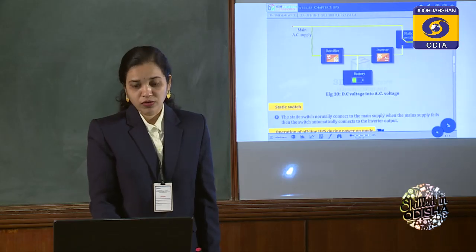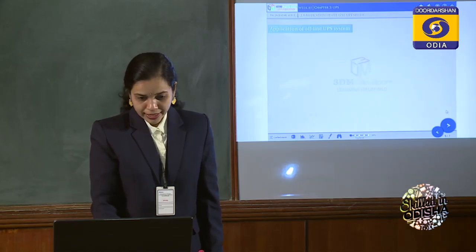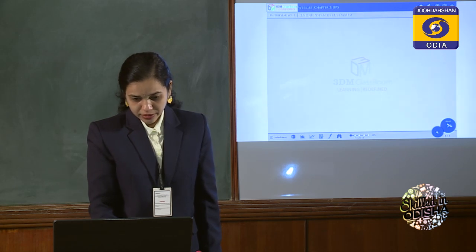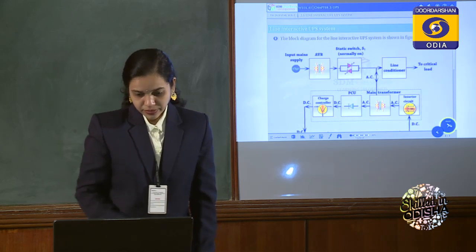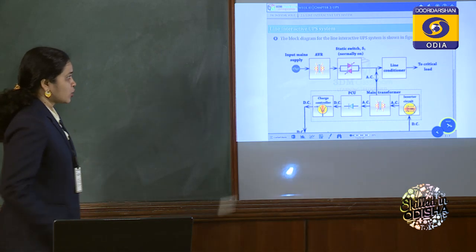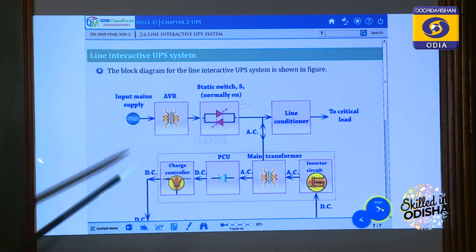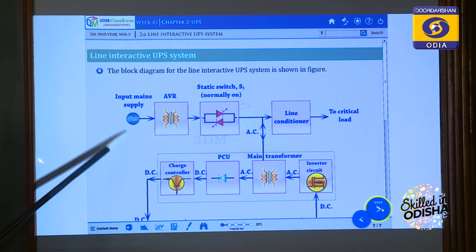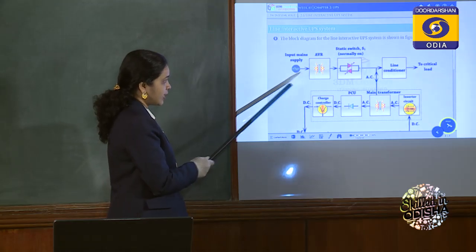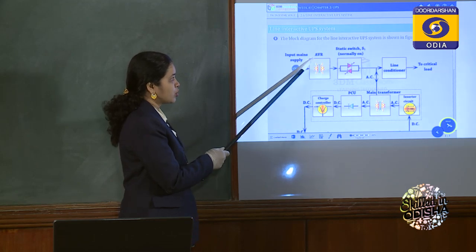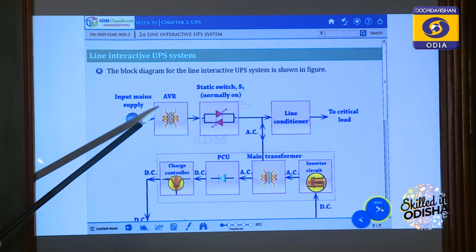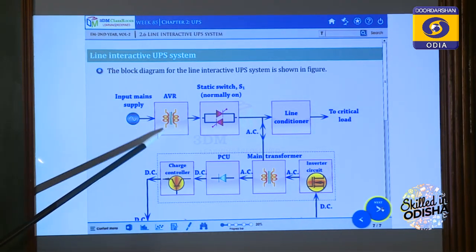Today we will discuss line interactive UPS. This is the block diagram of the line interactive UPS system. This is the input main supply, which is given as input to the AVR, the automatic voltage regulator.